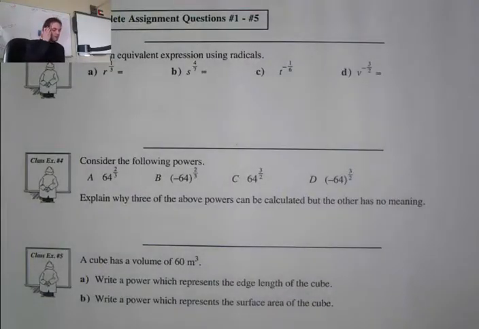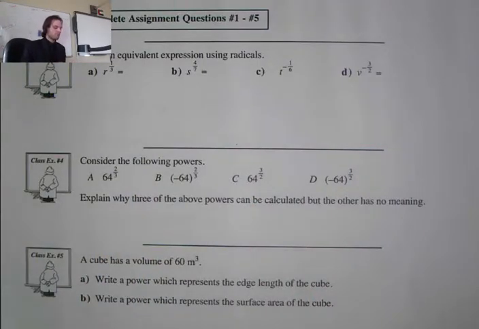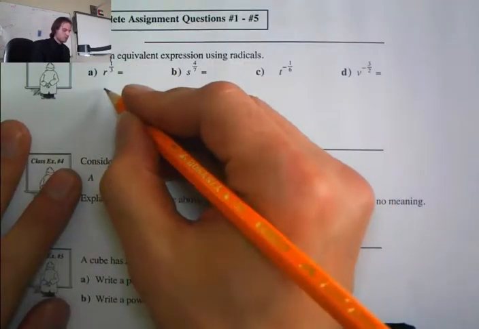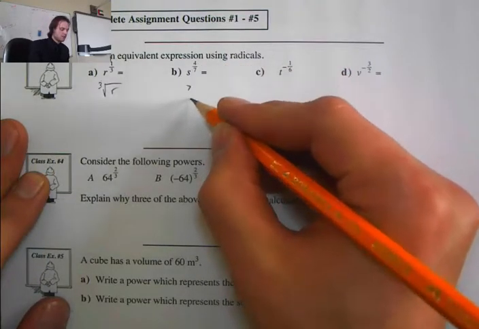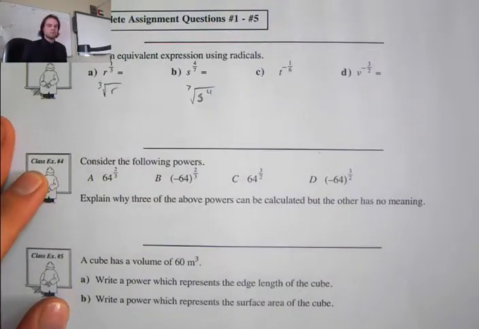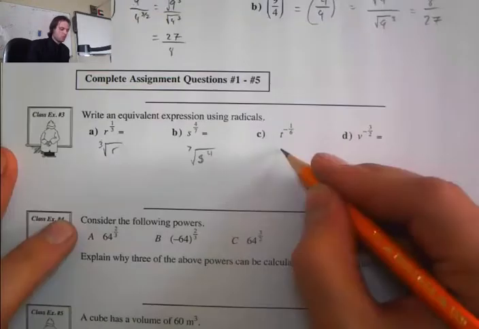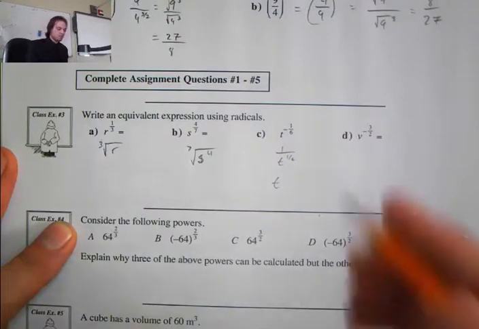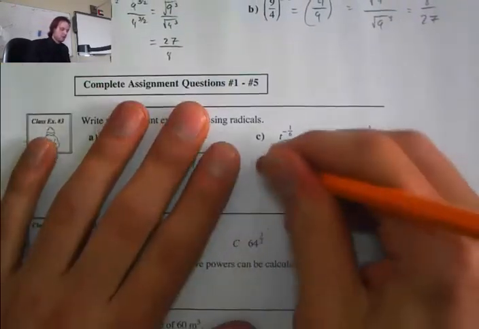Now in the next one, it wants us to write an equivalent expression for the radicals. So using radicals, let's make an equivalent expression for each one. This first one here is going to be the cube root of r. The next one here is the 7th root of s to the power of 4. Let's take a look at my next one. This is going to be 1 over t to the 1 over 6, which is t to the 1 over 6, the 6th root of t. I'll make that a little bit neater so you can see it.